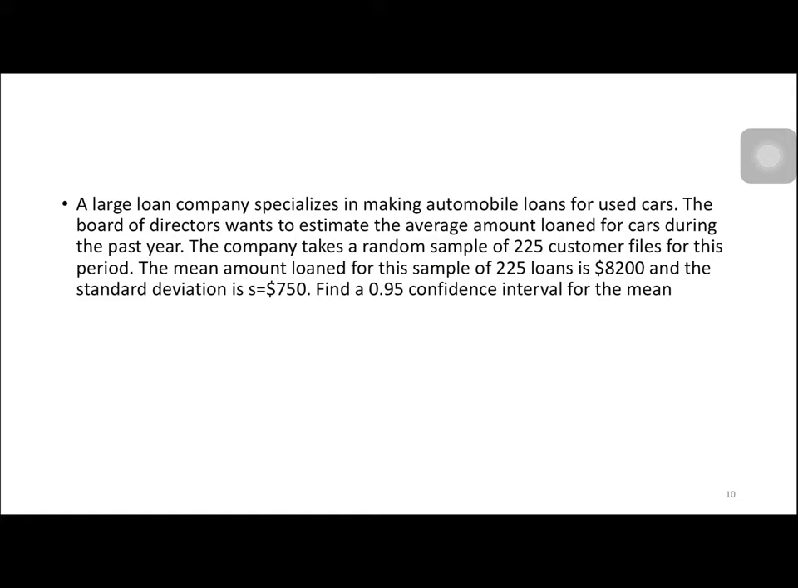Next, another example. A large loan company specializes in making automobile loans for used cars. The board of directors wants to estimate the average amount loaned for cars during the past year. The company takes a random sample of 225 customer files for this period. The mean amount loaned for the sample of 225 loans is $8,200, and the standard deviation is $750. So find a 0.95 confidence interval for the mean.